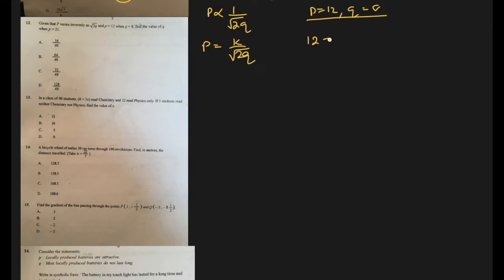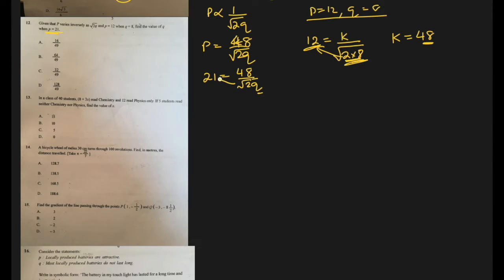So p is 12 equal to k over square root of 2 times 8. Yeah, q is 8. 16, square root of 16 is 4. And 4, then cross multiply with 12, k comes out to be 48. 12 times 4, 48. So the new equation becomes 48 divided by square root 2q. Now, they're asking find the value of q when p is 21. So p is 21 equal to 48 over square root 2q. We have to find q.